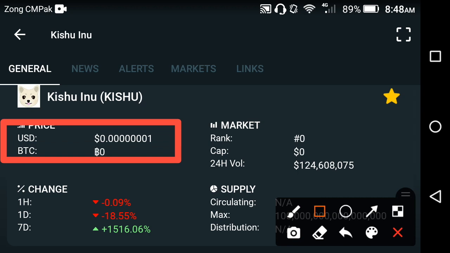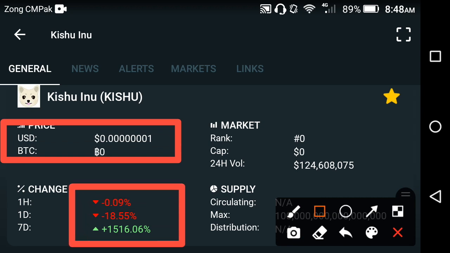Now friends, if you look at the price changes in the Kishu, I'm absolutely very shocked to see the changes at this time. The last 1 hour price change is negative, the last 24 hours price change is negative, friends. That means from yesterday the price change in the Kishu is negative. Absolutely the price change has gone wrong at this time, so I'm very shocked to see this kind of change in the Kishu.